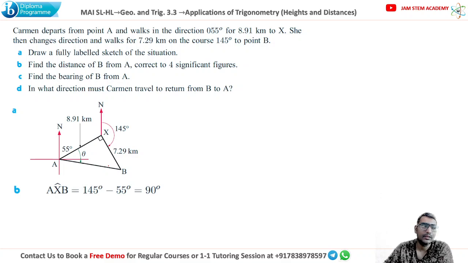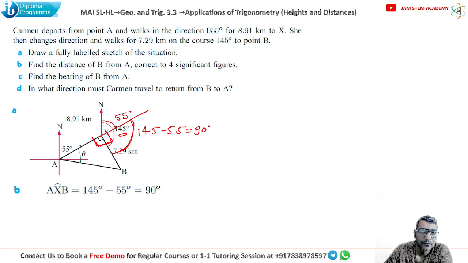So let's start with this angle AXB. If this total angle is 145 degrees, and we know if I extend this, AX, this angle is 55 degrees, right? So this angle comes out as 145 minus 55, which is 90 degrees. So if this is 90 degrees, it's a linear pair. So again, this angle comes out as 90. I hope this is clear to you.